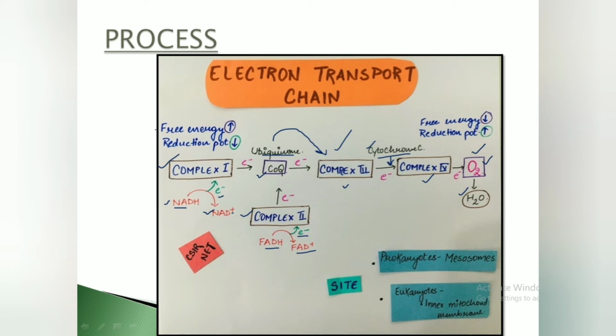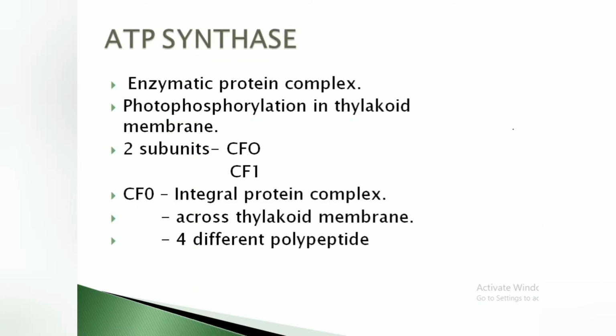The next point to remember is that at the initial step there is more free energy, but as the electron transport chain moves forward, the free energy reduces. Inversely, the reduction potential is lower in the initial steps, but it increases as we move forward in this chain. Let's first talk about ATP synthase, which helps in ATP formation.